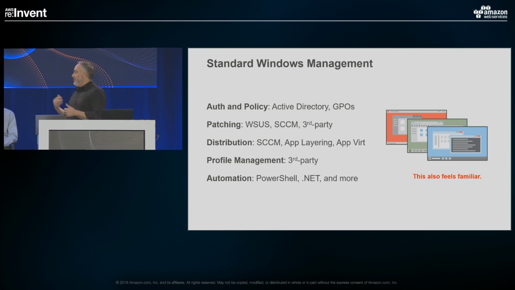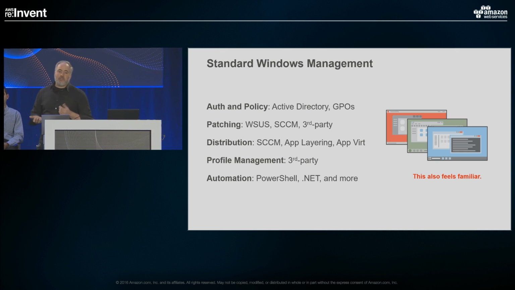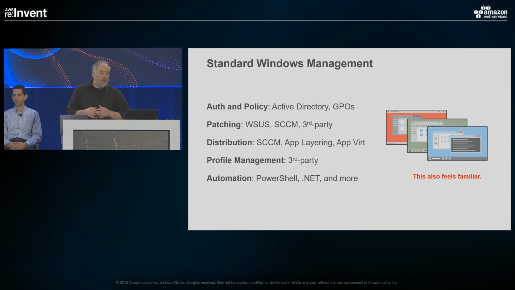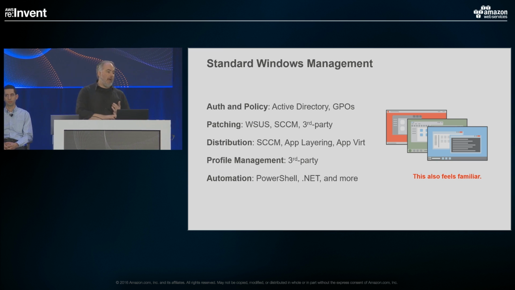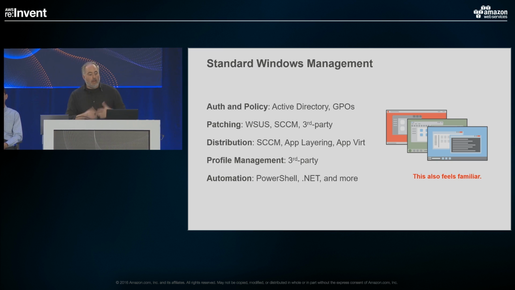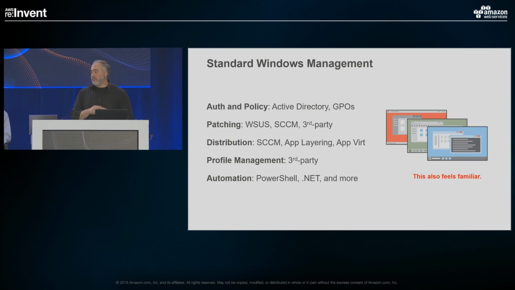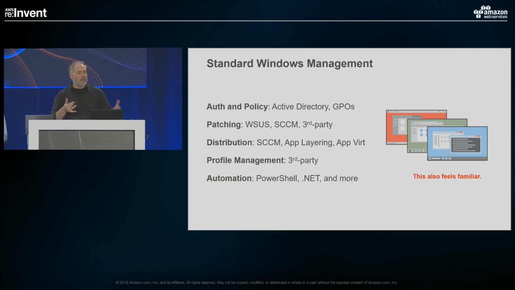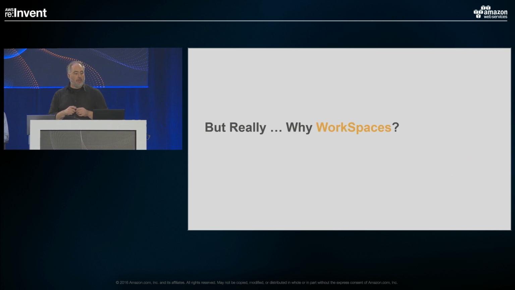Distribution of software can come in a number of ways, including traditional SCCM, something more basic like app layering, app virtualization, so we're talking about AppV, RDS, any of the traditional software distribution. Profile management, automation, all of the toolkits that you've already got in place work in workspaces. This also feels familiar for our customers in the desktop space.